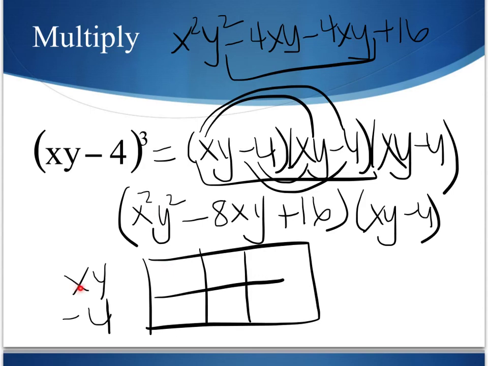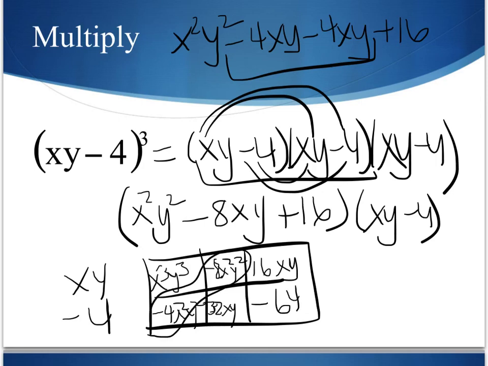So we get x squared y squared times xy. We get x cubed y cubed, because remember, same base, we add the exponents. Negative 8xy and xy, we end up with negative 8x squared y squared. And then 16 and xy gives us 16xy. X squared y squared and negative 4, we get negative 4x squared y squared. Negative 8xy and negative 4 gives us positive 32xy, running out of space. And then the last box is 16 times negative 4, which is negative 64.